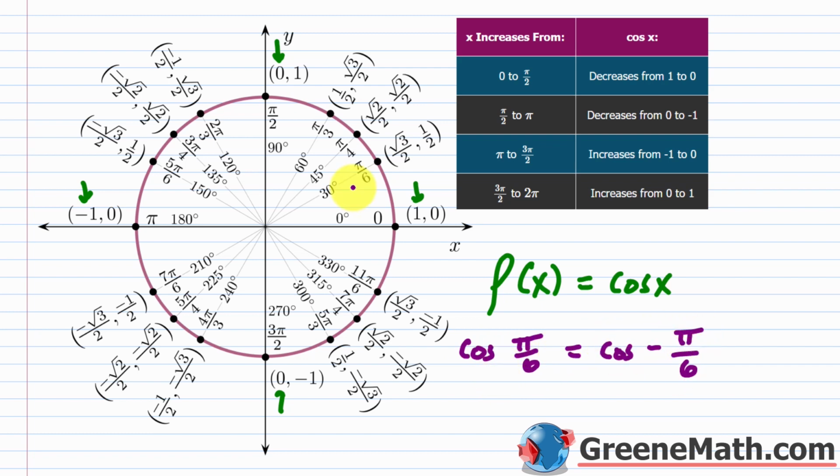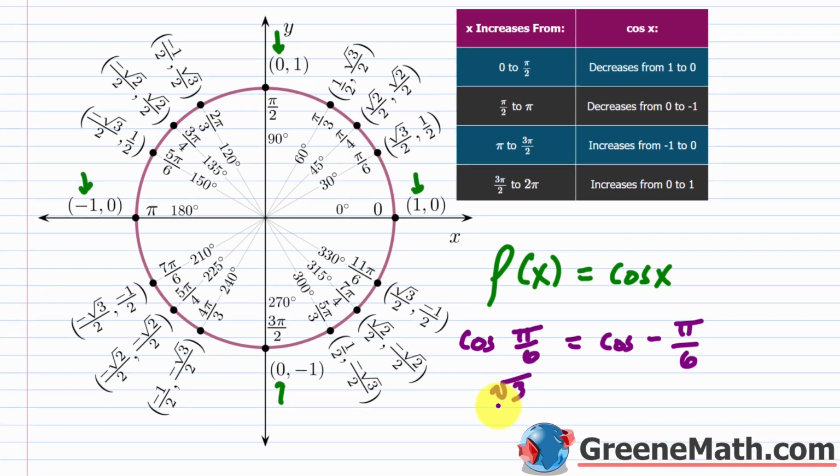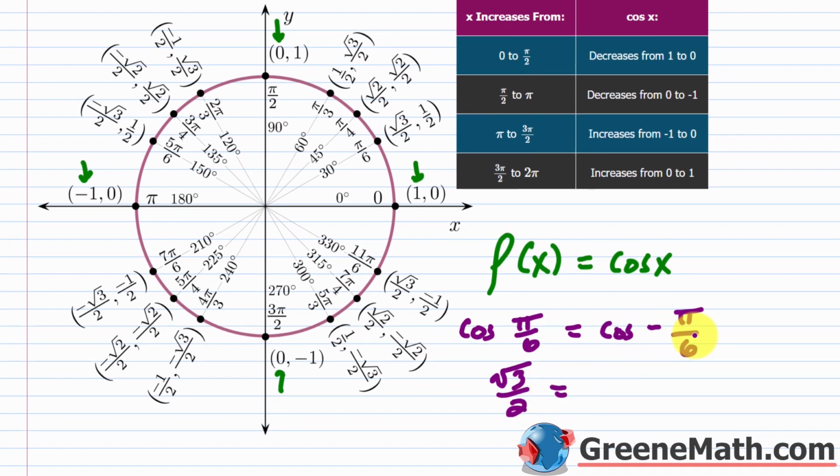Really easy to prove that. Cosine of pi over 6 is square root of 3 over 2. And the cosine of negative pi over 6, I'm just rotating clockwise now, so I'm coterminal with 11 pi over 6. So this would be square root of 3 over 2 as well. Okay? So cosine is an even function.